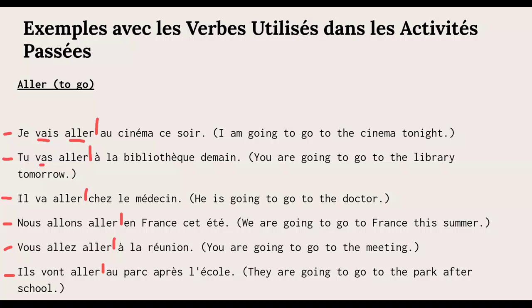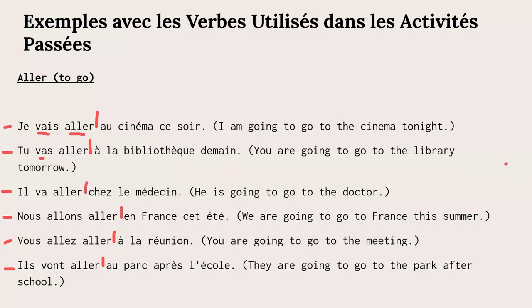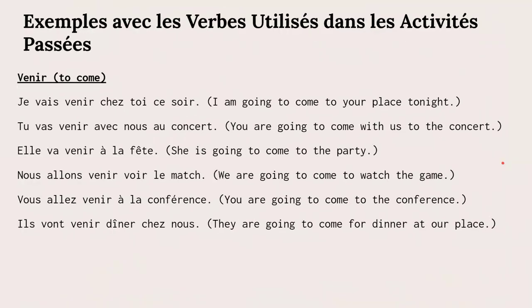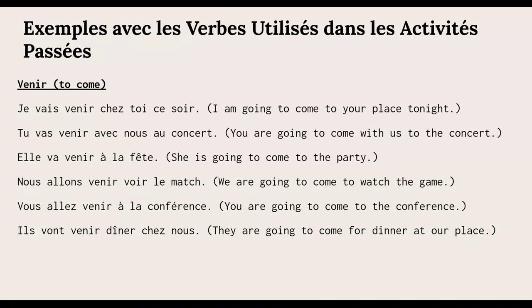Let's see some other verbs. It's correct. Venir. Je vais venir chez toi ce soir. I'm going to come to your place tonight, or this evening.